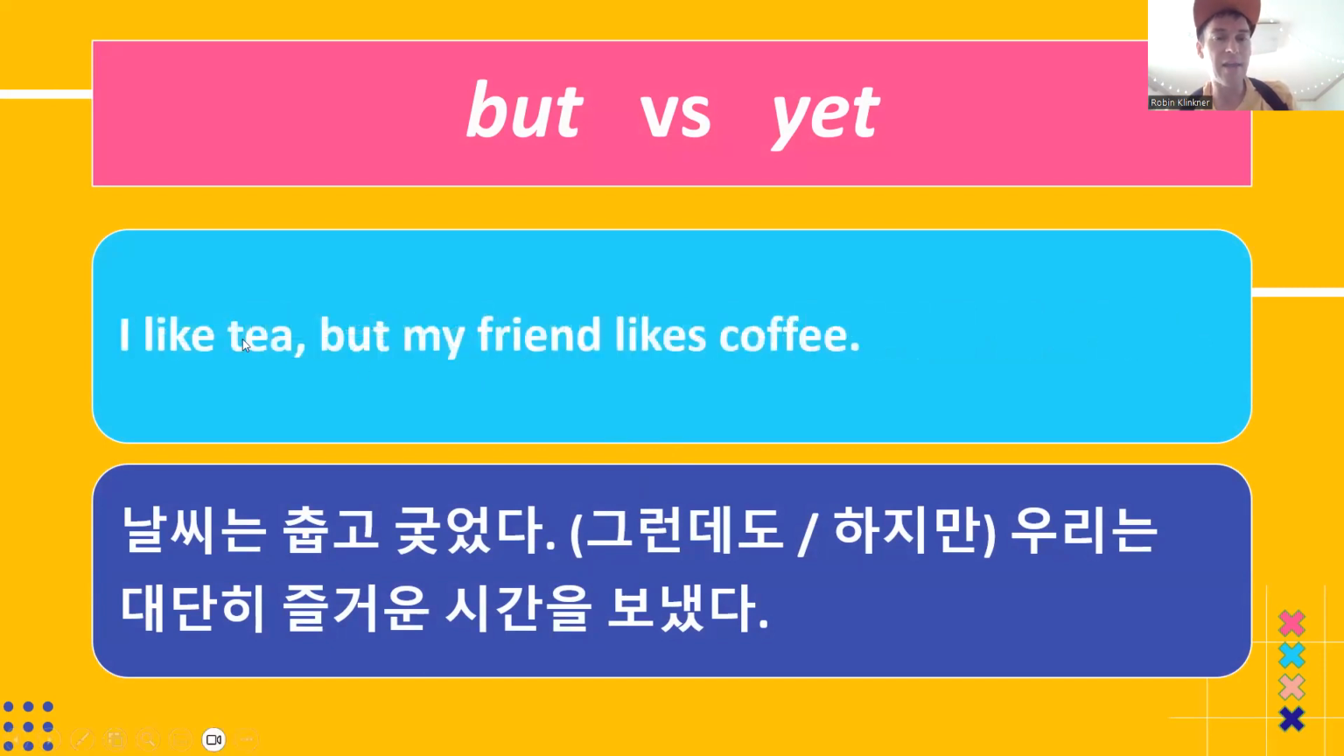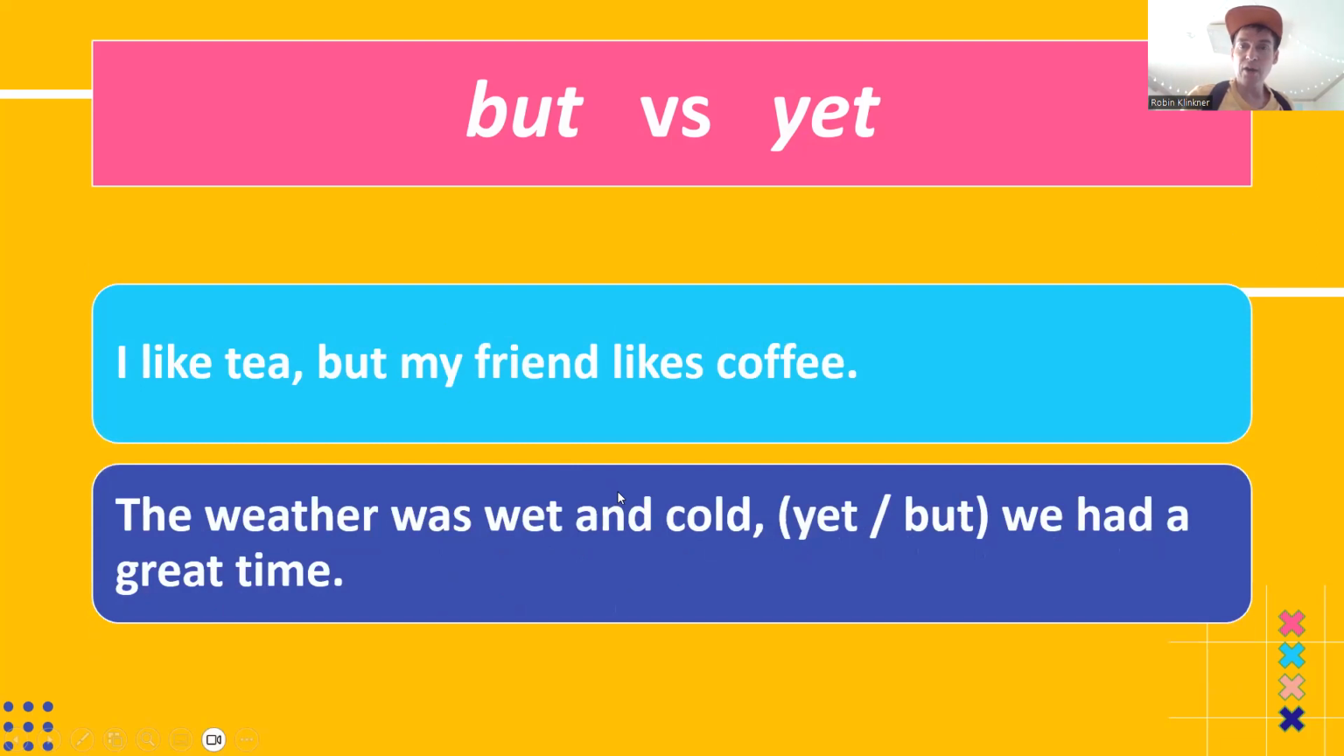So what are these in English? I like tea, but my friend likes coffee. Down here, the weather was wet and cold, yet we had a great time. But we had a great time. So in the second sentence, the difference is surprising. The weather was wet and cold, yet we had a great time. So it's a surprising difference. I like tea, but my friend likes coffee. That's not shocking or surprising. That's normal. People like different beverages.